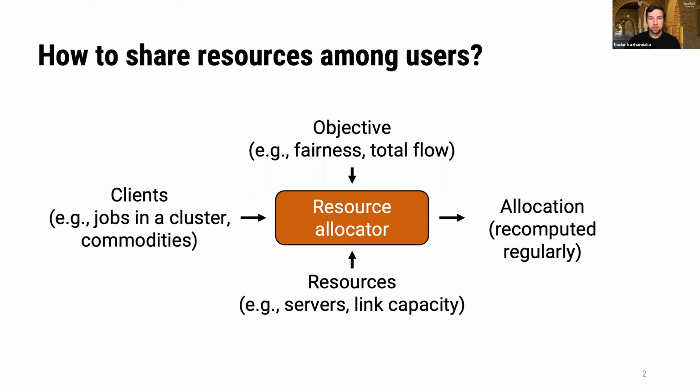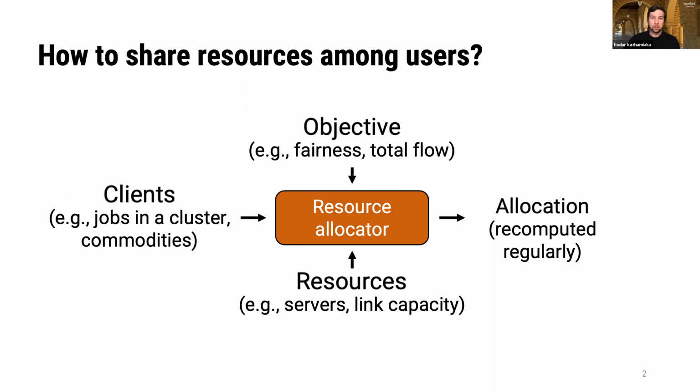We have resource managers that allocate system resources, for example, servers in a data center, to clients or users of the system, with an objective in mind, whether it's fairness among clients or maximizing the global utilization of the system. And it outputs an allocation, which maps clients to resources in the system. This abstraction applies not just to cluster scheduling, but to other systems as well. Clients can be commodities in a network, where we allocate link bandwidth in order to maximize the total amount of flow. The allocation might be recomputed every few seconds or every hour, depending on the temporal properties of the clients using the system.